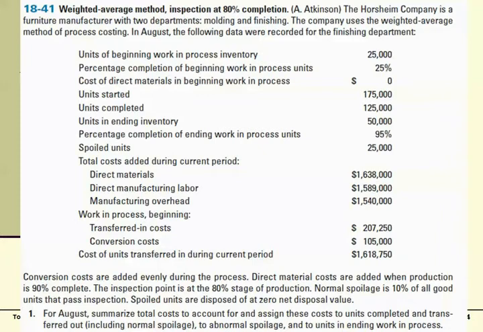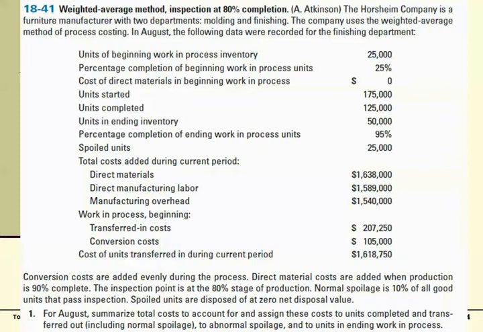Direct material costs are added when production is 90% complete. The inspection point is at the 80% stage of production. Normal spoilage is 10% of all good units that pass inspection. Spoiled units are disposed of at zero net disposal value.